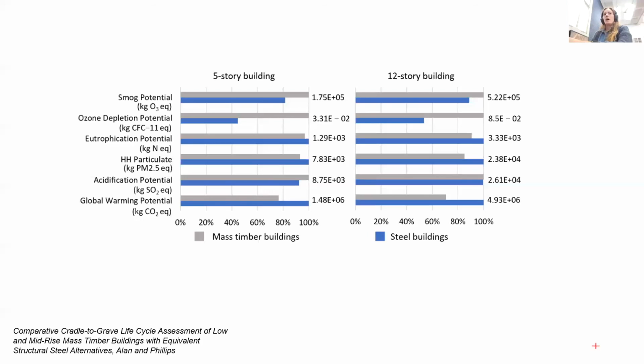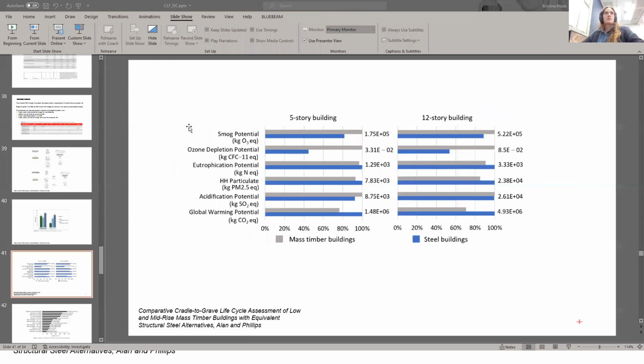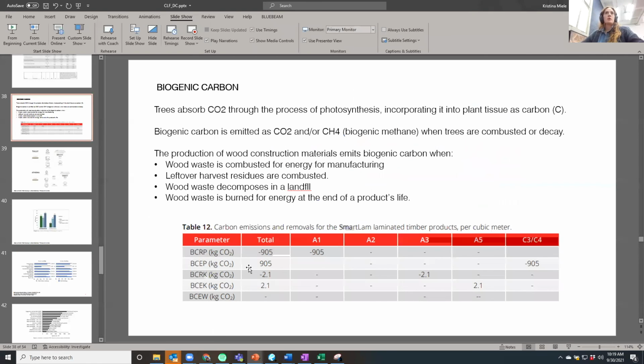Yeah, I think that's actually the base assumption for most programs where they exclude biogenic carbon altogether, which is back to this slide basically, where in the EPD I was looking at for SmartLam, they take the -900 in A1 and then you have to put back the 900 in C3 or C4.